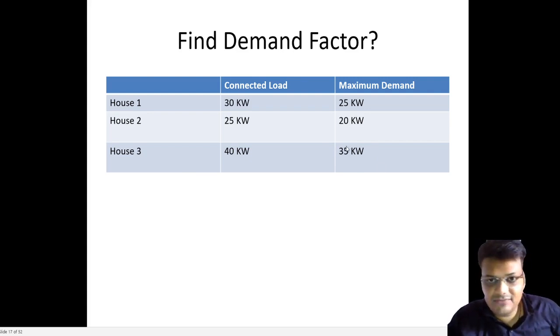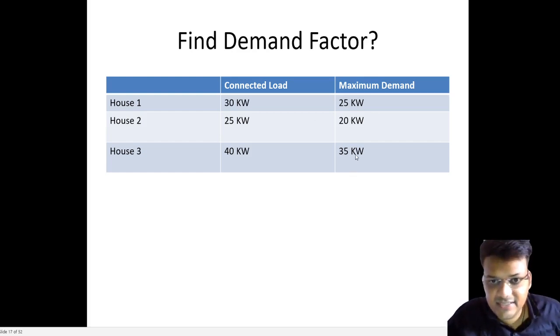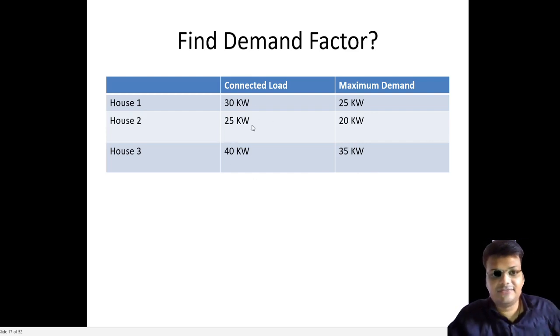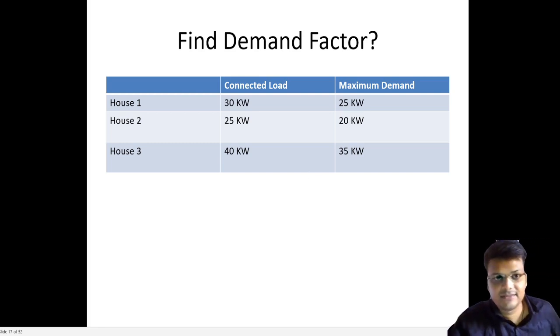If someone is getting confused about why we are not adding, in a further question I will give the values depending upon the time, and from there you will get clear why we are not adding these three values. So here we divide 35 by the connected load, that is 40 plus 30 plus 25. Whatever the value is, it is the demand factor. I hope everybody is getting the right answer.